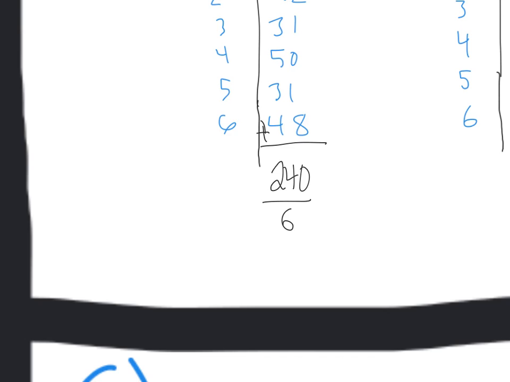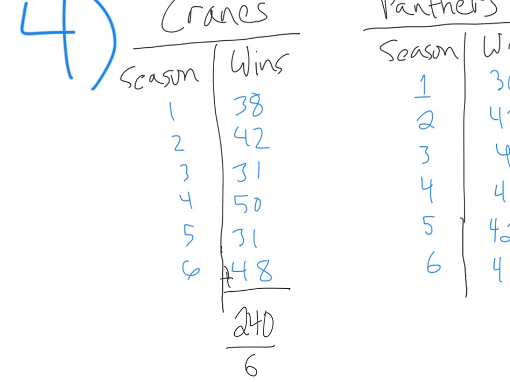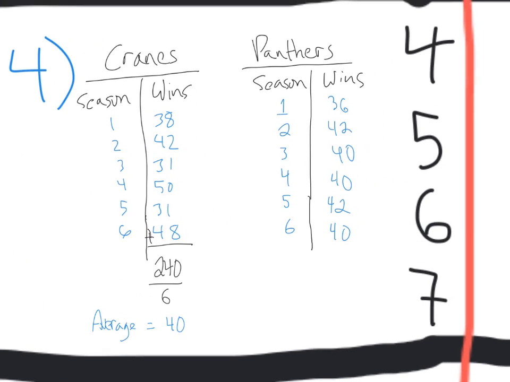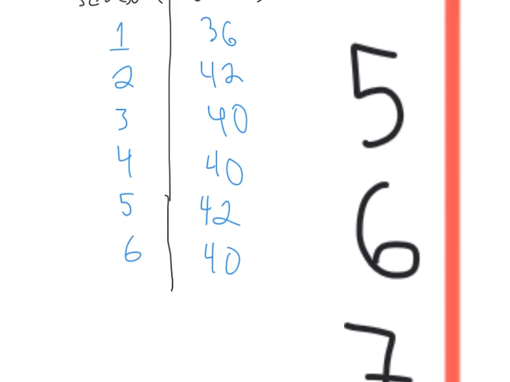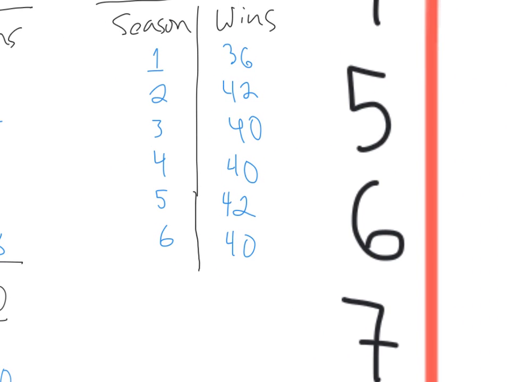Average would be equal to 40. Okay, so the Cranes had a winning season average of 40 games per season. Let's go ahead and find out the Panthers. We're going to do the same thing. We're going to add up all of their wins.